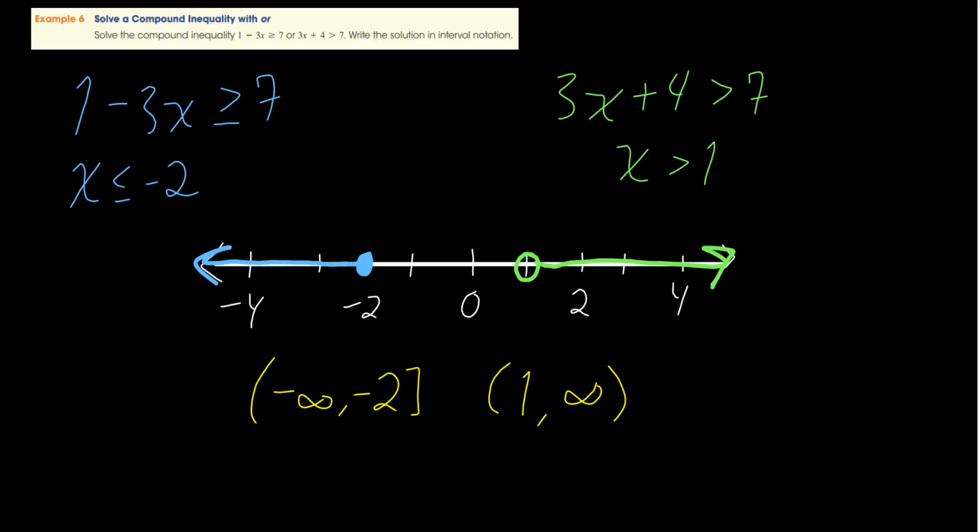Let's see if I can write it. Hey, that's a good one. That's a good one right there. All right, so that's it. So we did an and, we did an or. What do we have next?